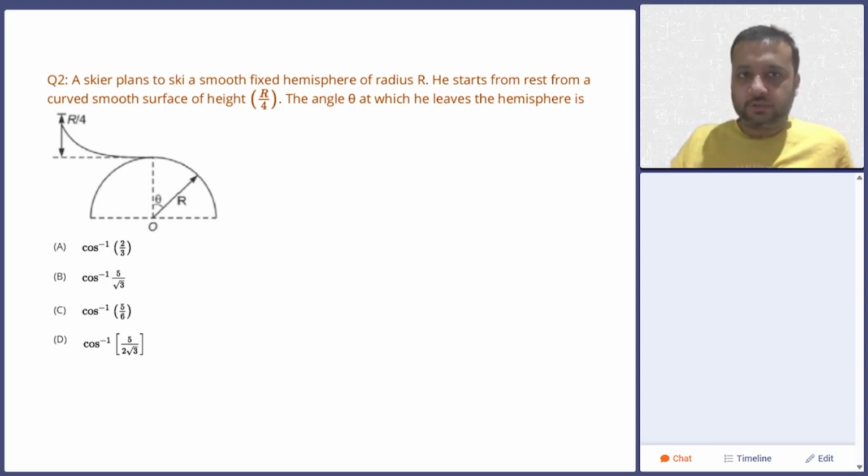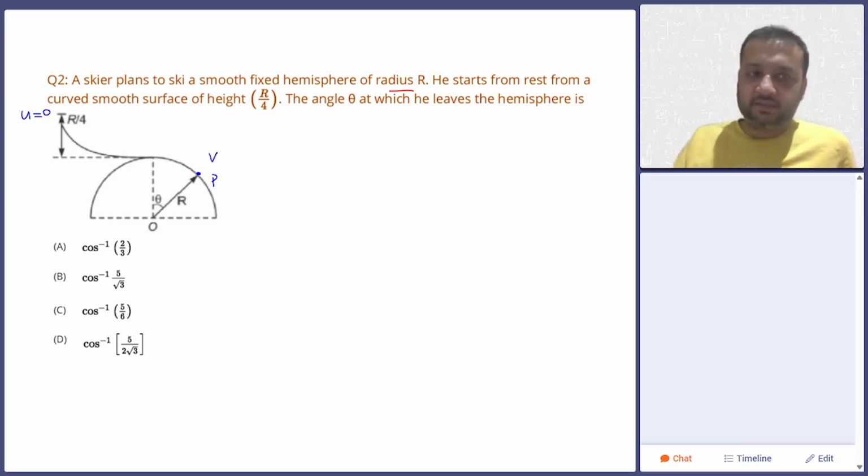A skier plans to ski a smooth fixed hemisphere of radius r, and he starts from rest from the curved surface at height r by 4. We have to find the angle theta at which he leaves the hemisphere. Let's assume that he leaves the hemisphere at this point P. At the start of the motion, the initial speed was 0. Assume that at the point P, the speed becomes v.